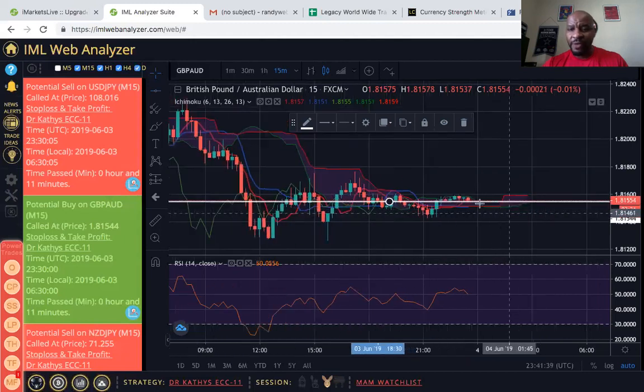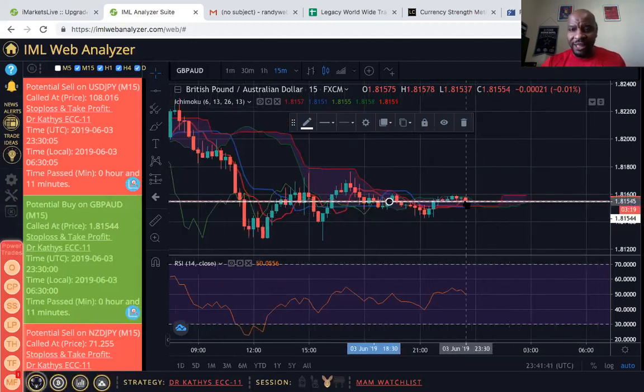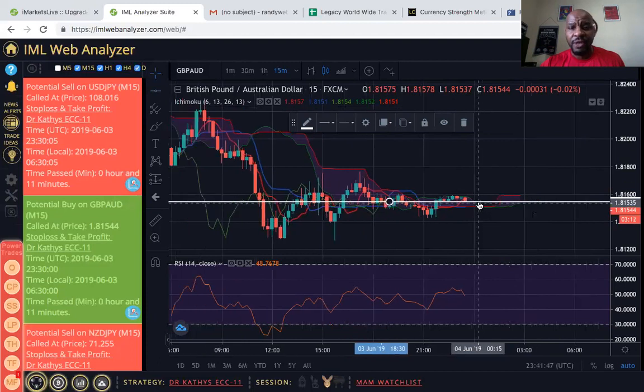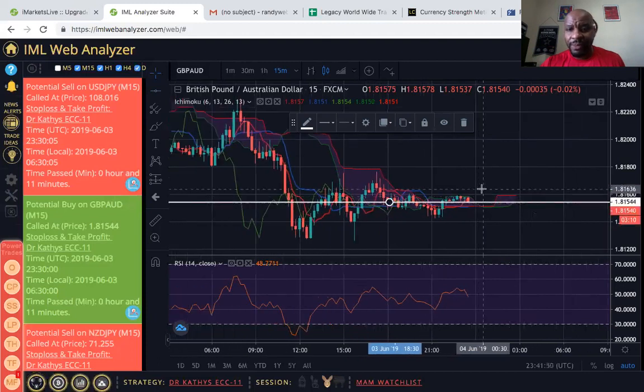Here's the greatest part. This is acting as support right now. I like that. So actually, this is good. I'm sorry, the red line crossed over the blue. So we're actually looking for this entry. This is good. All right. And then we're looking to get at least 10 pips. Now, if price goes below that, then we're going to wait.